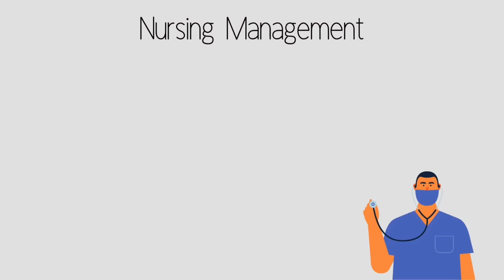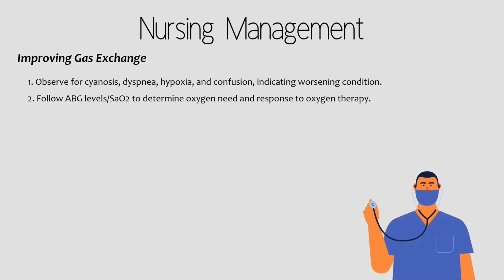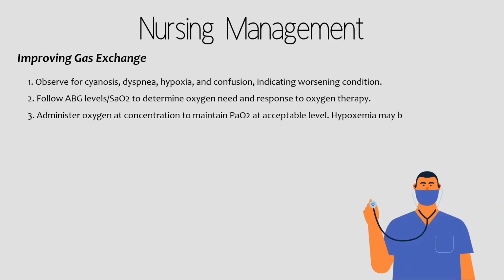For the nursing management, particularly in improving gas exchange, first we should observe for cyanosis, dyspnea, hypoxia, and confusion indicating worsening condition. Second, follow ABG levels or the oxygen saturation to determine oxygen need and response to oxygen therapy. Administer oxygen at a concentration to maintain partial oxygen at an acceptable level.